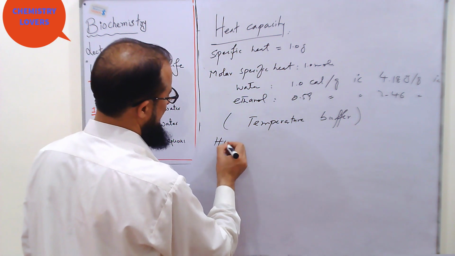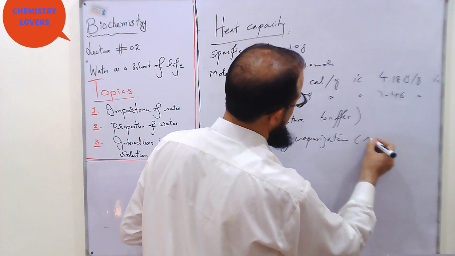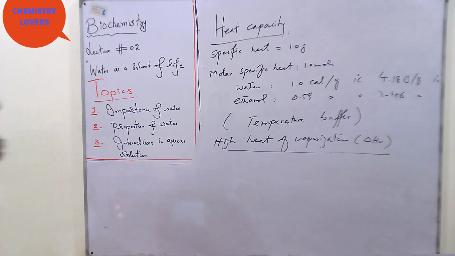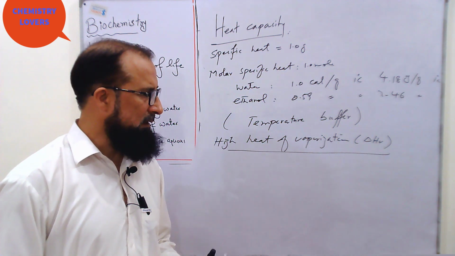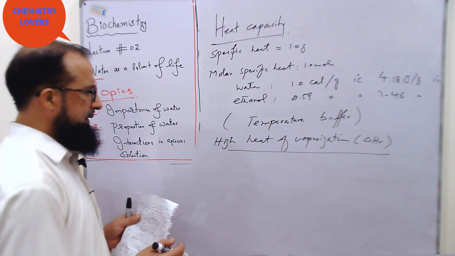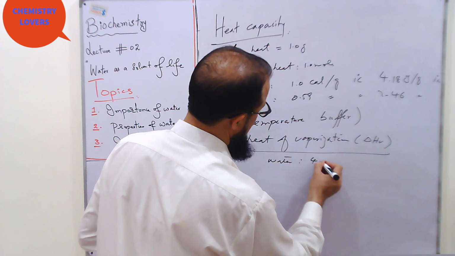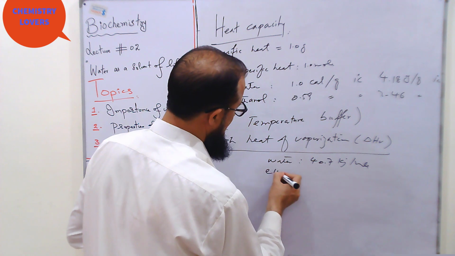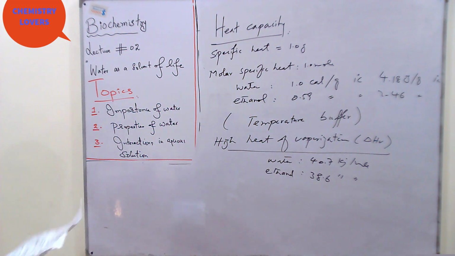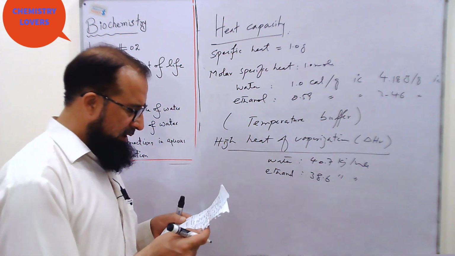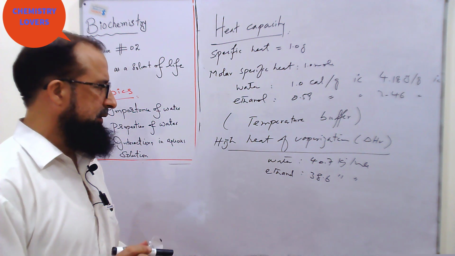Similarly, high heat of vaporization. Heat of vaporization means the amount of heat required to convert 1 mole of liquid water into its vapor at its boiling point. That is called the heat of vaporization. And water has a very high heat of vaporization, that is 40.7 kilojoule per mole, while ethanol has 38.6 kilojoule per mole. So this high heat of vaporization helps water to maintain the earth temperature constant.